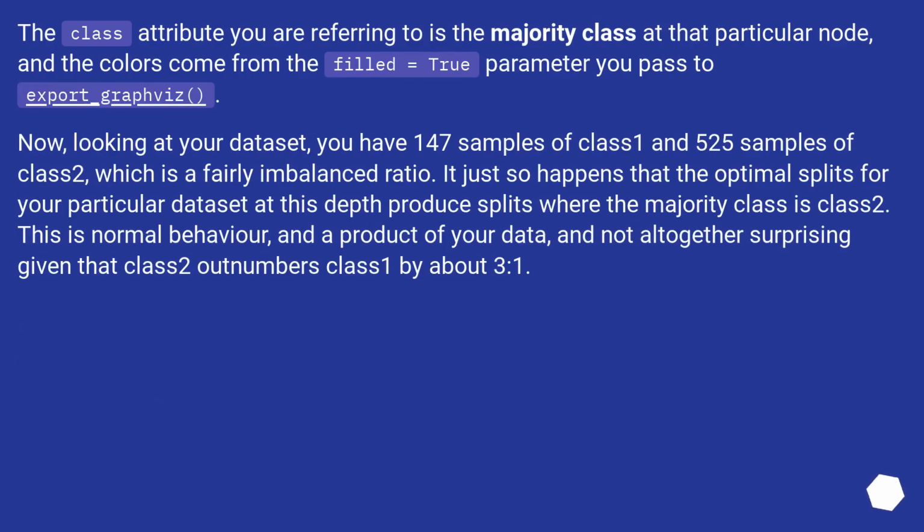The class attribute you are referring to is the majority class at that particular node, and the colors come from the filled equals true parameter you pass to export_graphviz. Now, looking at your dataset, you have 147 samples of class 1 and 525 samples of class 2, which is a fairly imbalanced ratio. It just so happens that the optimal splits for your particular dataset at this depth produce splits where the majority class is class 2. This is normal behavior, and a product of your data, and not altogether surprising given that class 2 outnumbers class 1 by about 3 to 1.